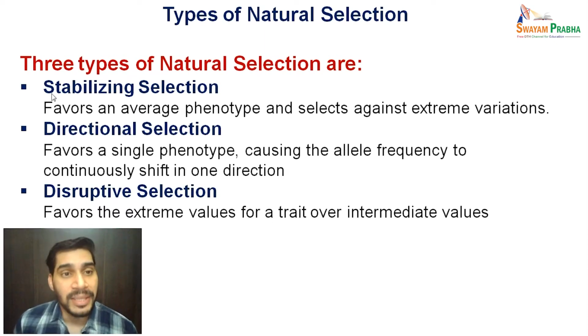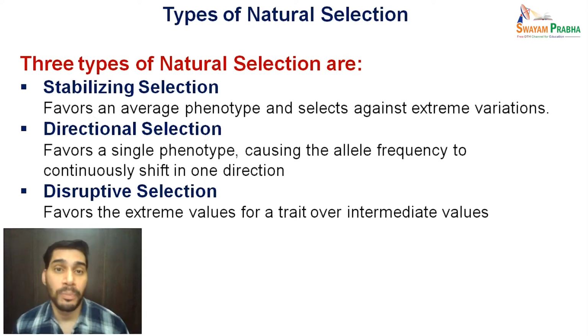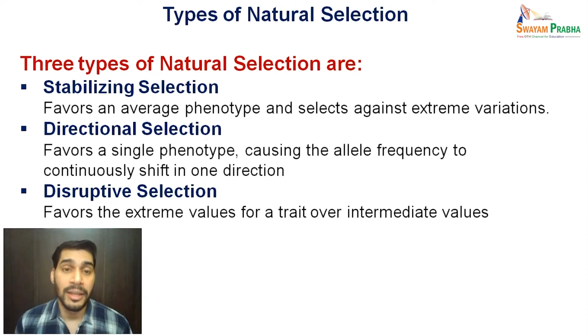The first type is called stabilizing selection. Here, there is a favoring of an average phenotype, and it selects against the extreme variations. That means in a population which has a variation existing in it, only the phenotypes which are on the average side are being selected or favored, whereas natural selection eliminates the extreme variations.